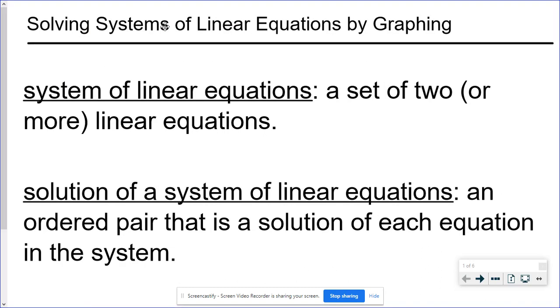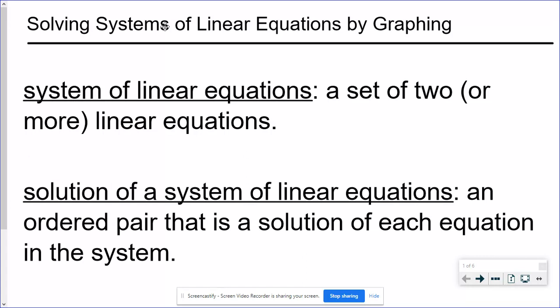Hello again, math students. Today we are starting our chapter on solving systems of equations. You did a little bit of this last year, so hopefully this will look familiar. But the two vocabulary terms that I need you to know, first of all, it's called a system of linear equations. System just means that there's more than one.